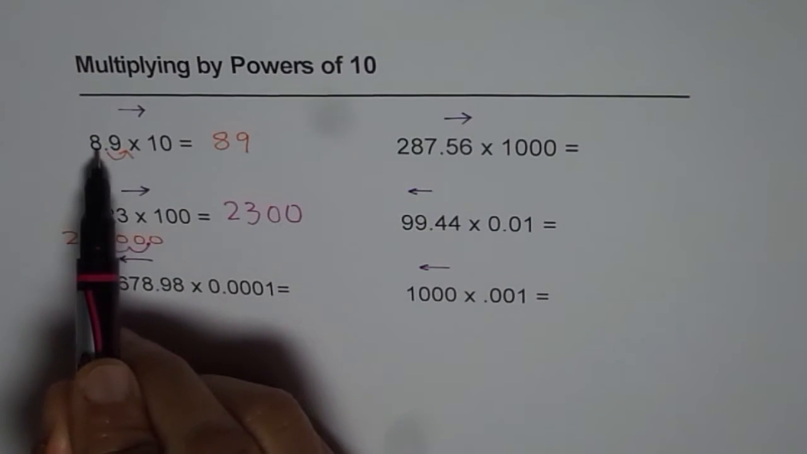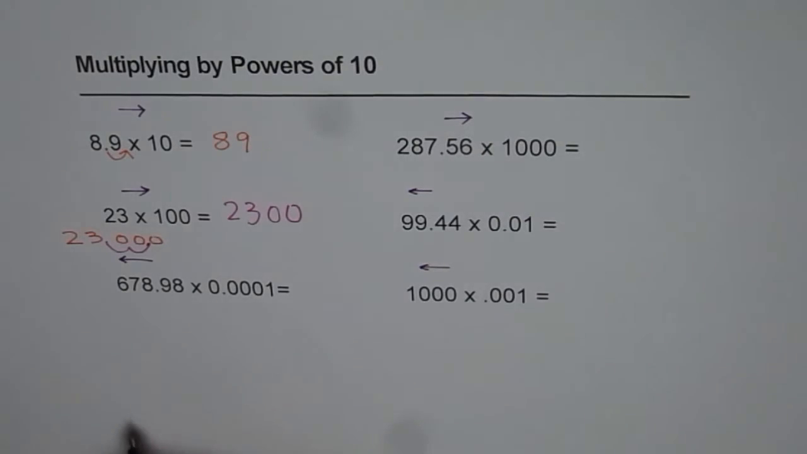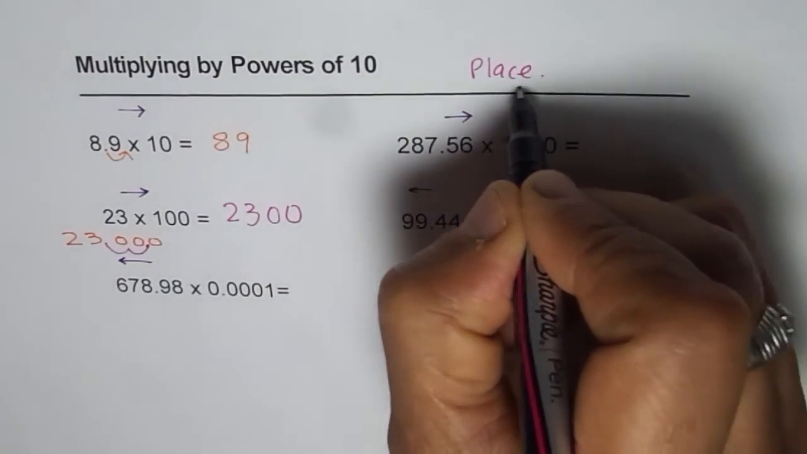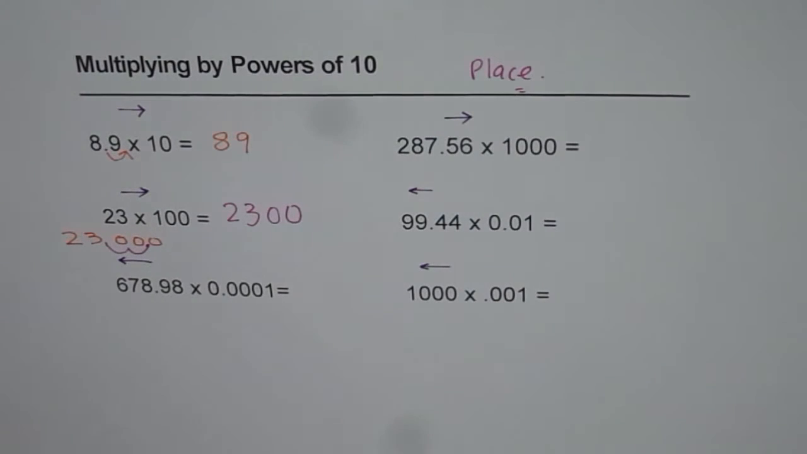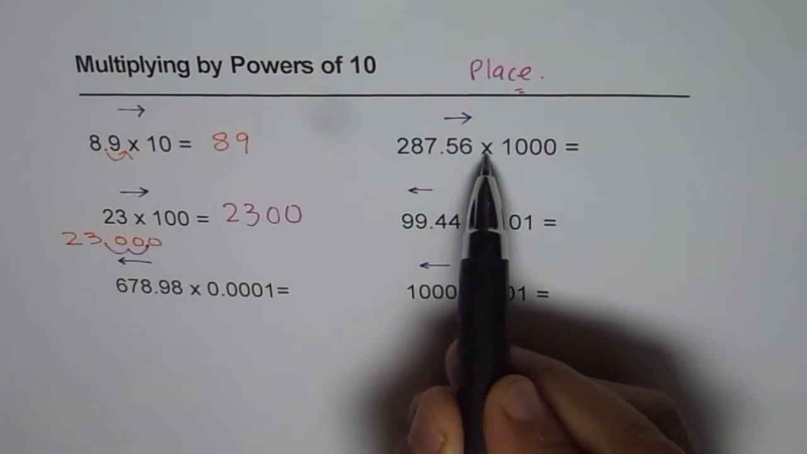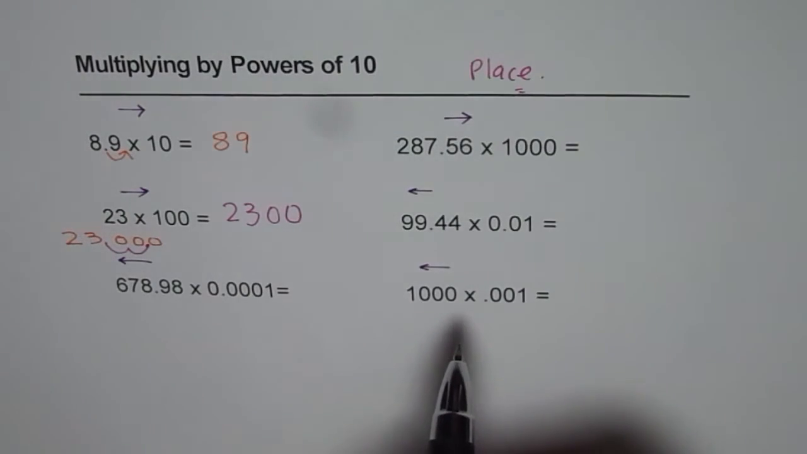As you can see, multiplying by 100 makes this number so many hundreds, 2300, right? Multiplying by tens, 8 tenths. You see 8 is in the tens place. So another thing is the change in place value. That is another important thing which you should consider. Correct? Now next number, let's look at it. We are saying 287 point something times 1000. The answer should be 287,000 at least, right?